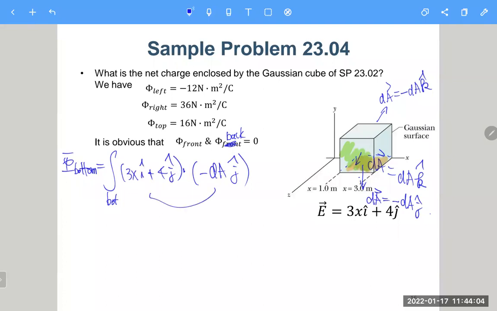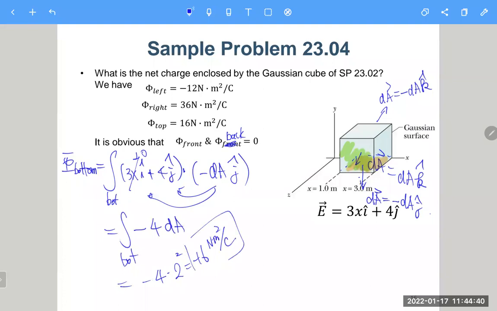Okay, so we can distribute. For the first term, i hat dot j hat is 0, so this is 0. And the second one, 4 j hat dotted with negative dA j hat, gives us a negative 4 dA. Integration of negative 4 dA for the bottom. So here we have a negative 4 times 2 squared, which is negative 16 Newton meter squared per Coulomb.